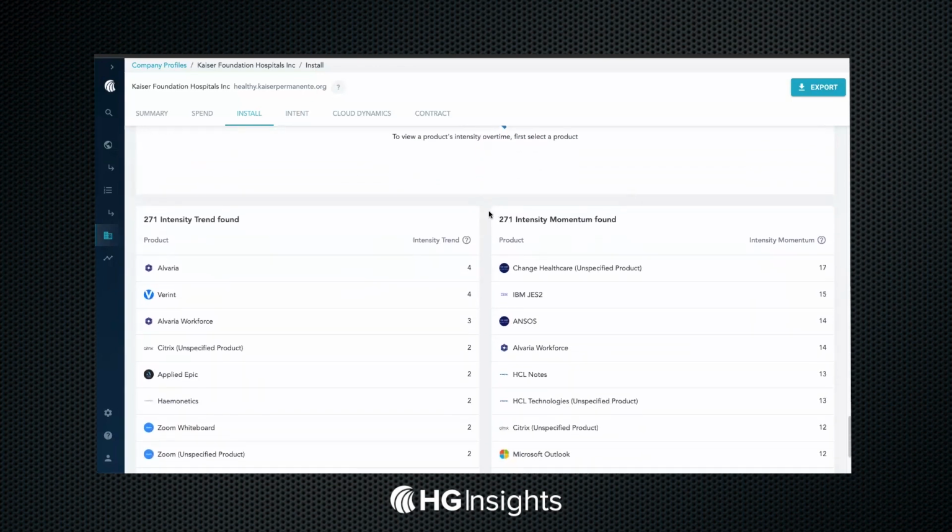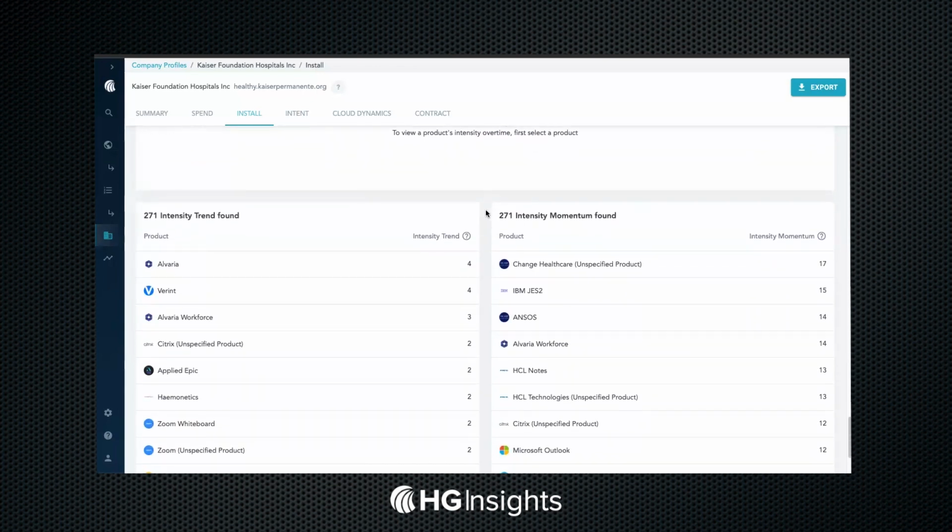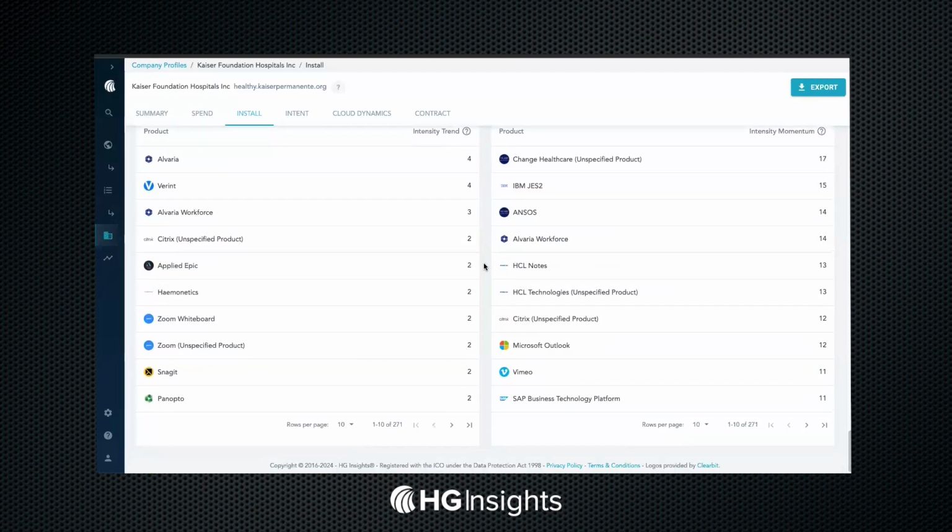as well as look at more short-term intensity trends and intensity momentum, the trends giving us insights into quarter-over-quarter percentage changes, and the momentum being more short-term, over the most recent 90 days, what changes may be taking place here within this particular account, Kaiser.